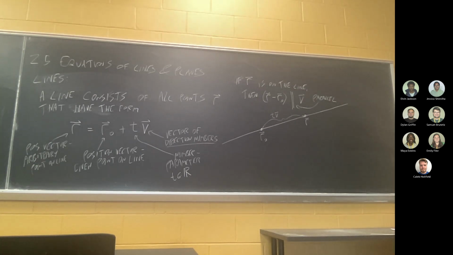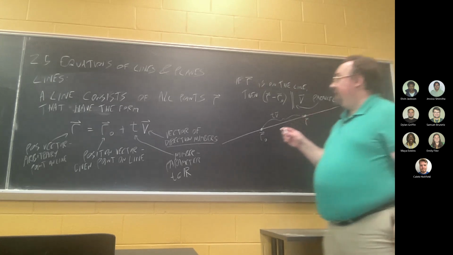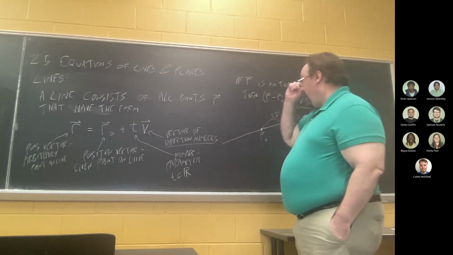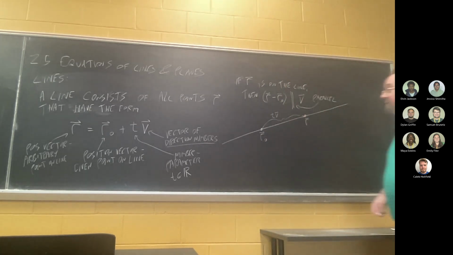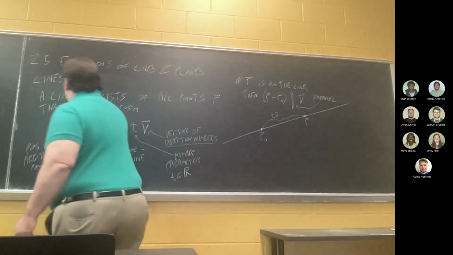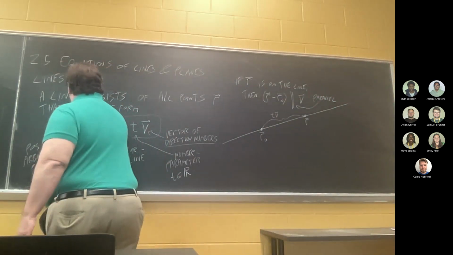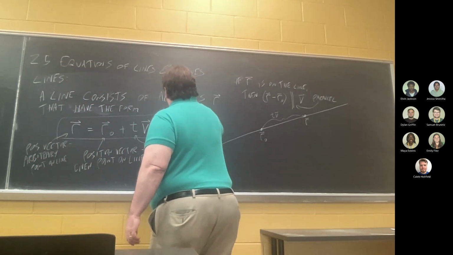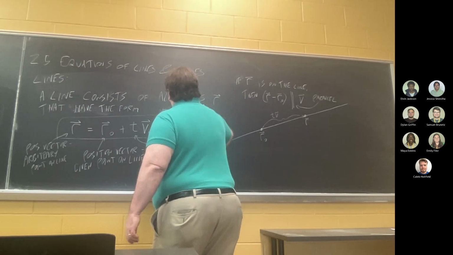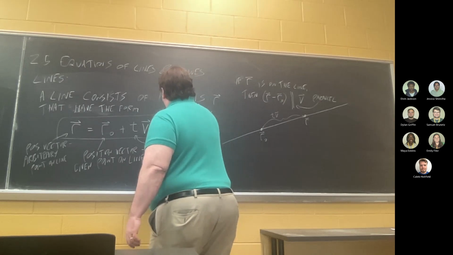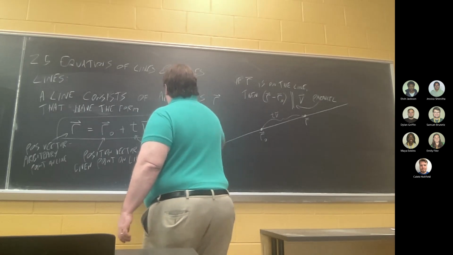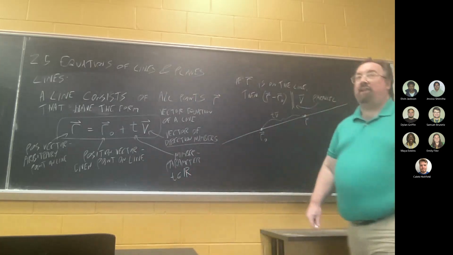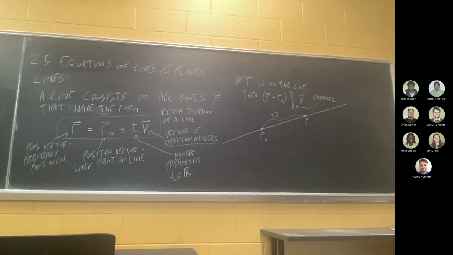All right. So this is one way of describing a line. This right here is called the vector equation of a line. Now you're already familiar with different ways of writing the equation of a line, so let's just pile on more.